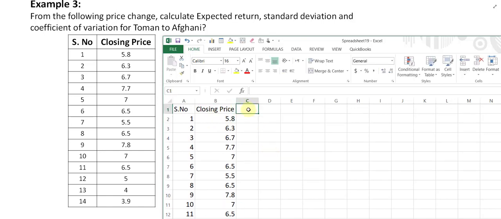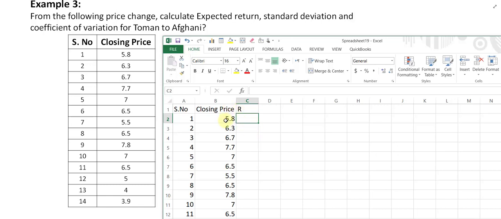Next, we have to find out R. How to find out R? There was a formula. What was the formula? We have shown it previously: price at the end minus price at the beginning divided by price at the beginning multiplied by 100. So we can do it. Let us calculate for each of these columns. This one is price at the end. Price at the end minus price at the beginning divided by price at the beginning multiplied by 100.